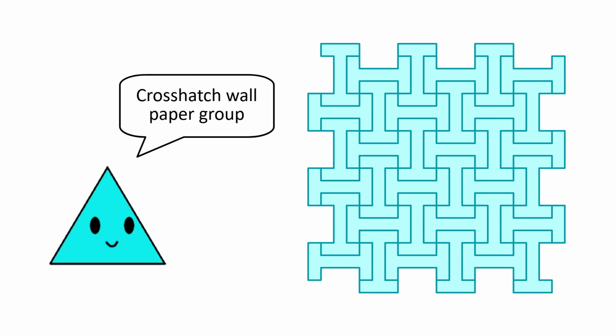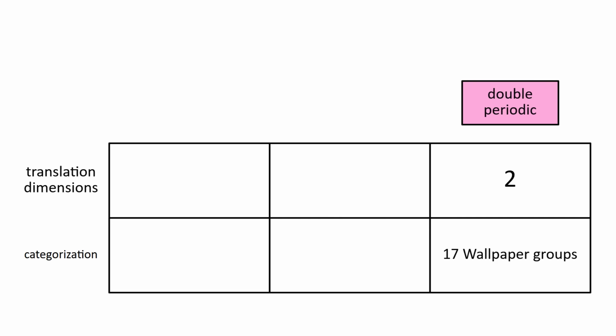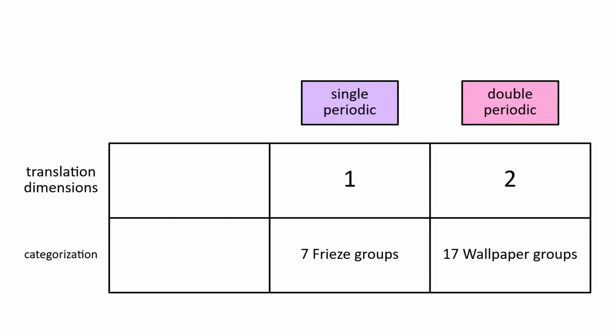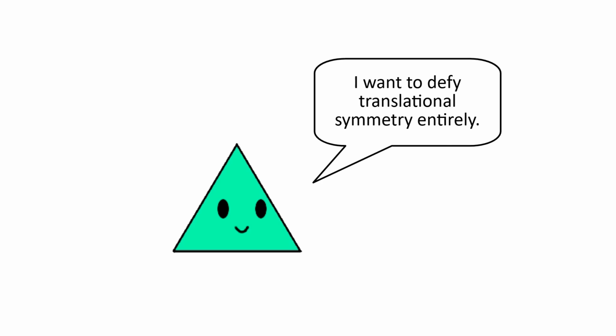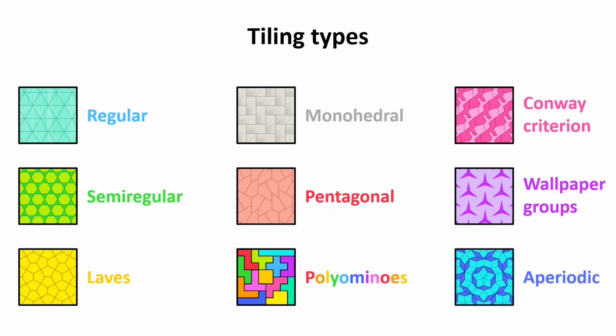But remember, they only apply to double periodic tilings. Single periodic tilings, those with only one translation dimension, can be similarly categorized into the 7 frieze groups, which mainly apply to other infinite patterns, but can also apply to tilings. But what if you want to defy translational symmetry entirely? Well, that's where aperiodic tilings come in.